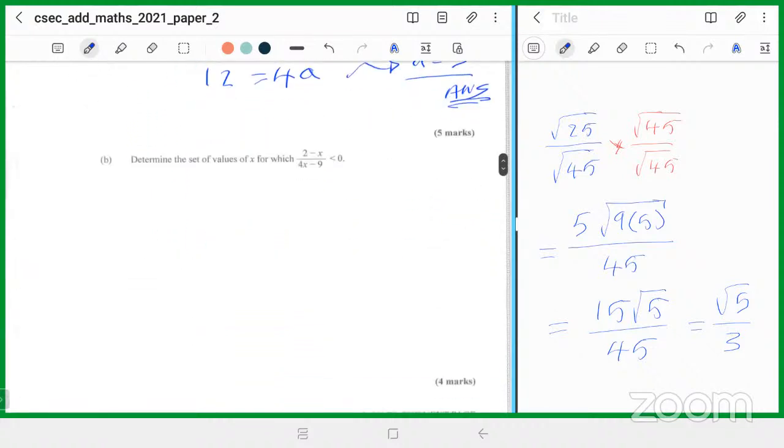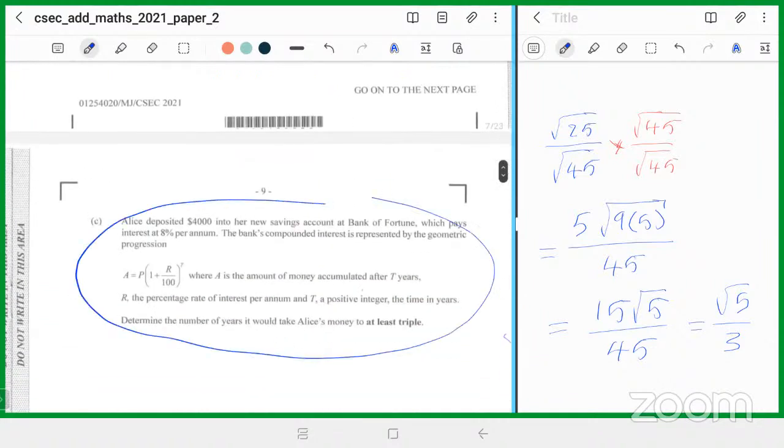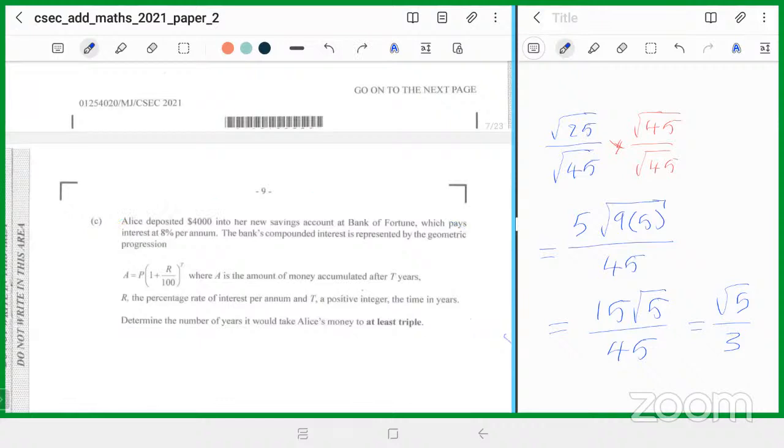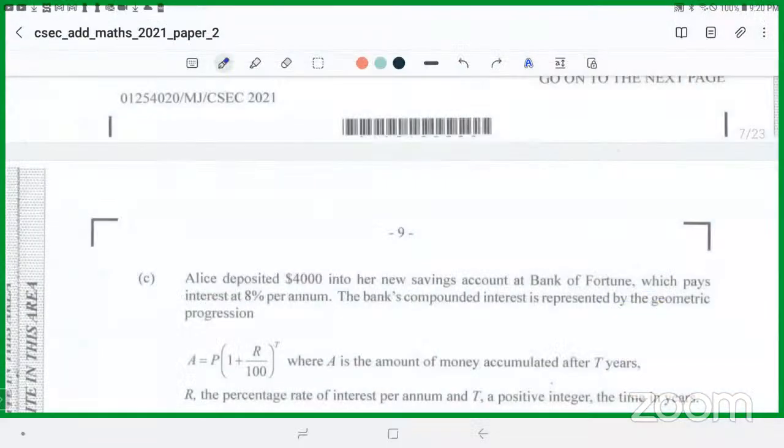So let's continue. I'm going to do this question because it says a GP, but it's not really a GP. It's more of a logs and indices question. I'm going to show you something now with this. Let's do this one. We're not going to do it like a GP. We're going to do it like an indices question, right?